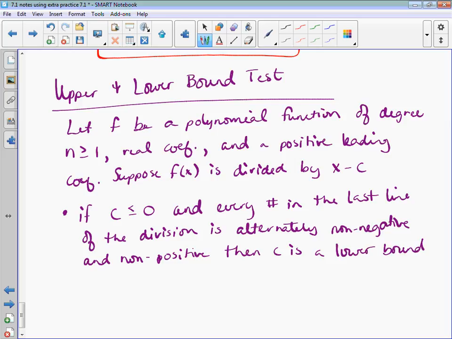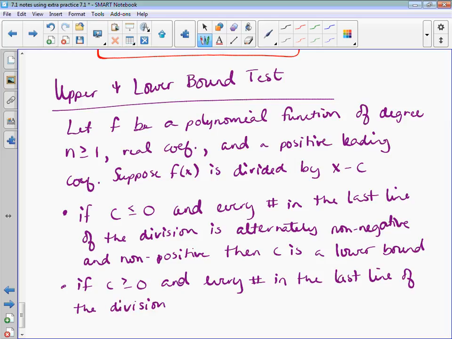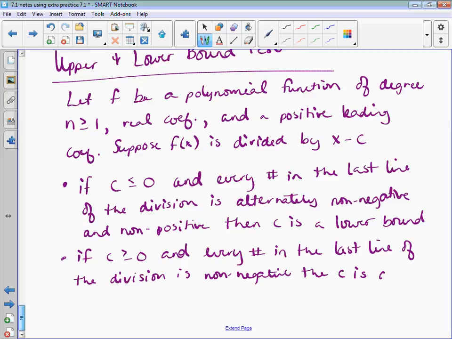All right, let's write the part for upper bound and then I'll explain. If c is greater than or equal to 0, and every number in the last line of the division is non-negative, then c is an upper bound. And again, I'll explain. I'll make sure everybody has it written down before I explain.